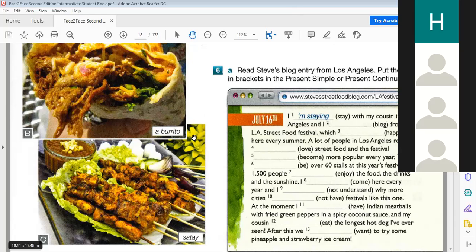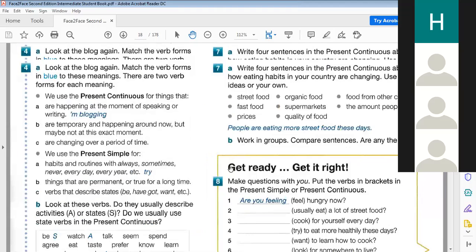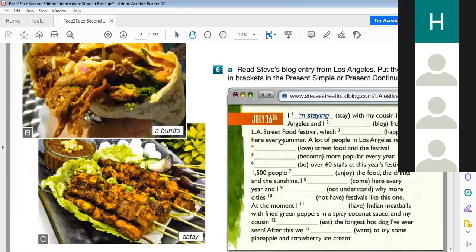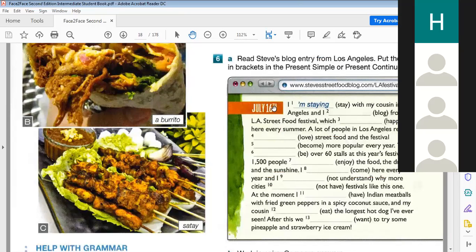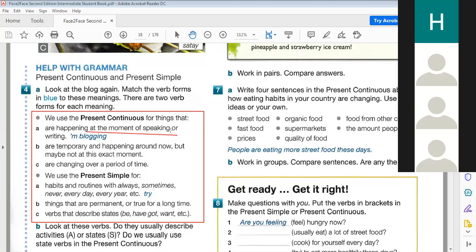All right, so now let's use some of these ideas that we covered, and let's use them to answer number 6. Keep in mind, number 6 means you're going to be using all these 6 different ways of using present simple and present continuous. So before you answer, think a little bit. What are we trying to say? Are we talking about something at the moment of speaking? Are we talking about something temporary? Are we talking about something which is changing?